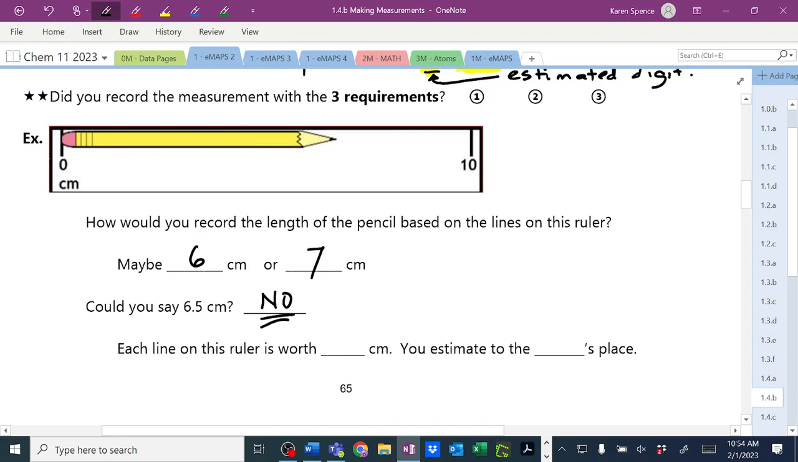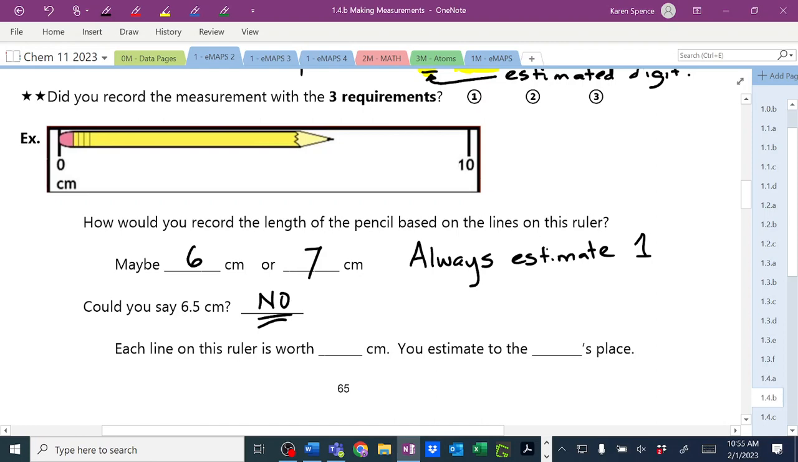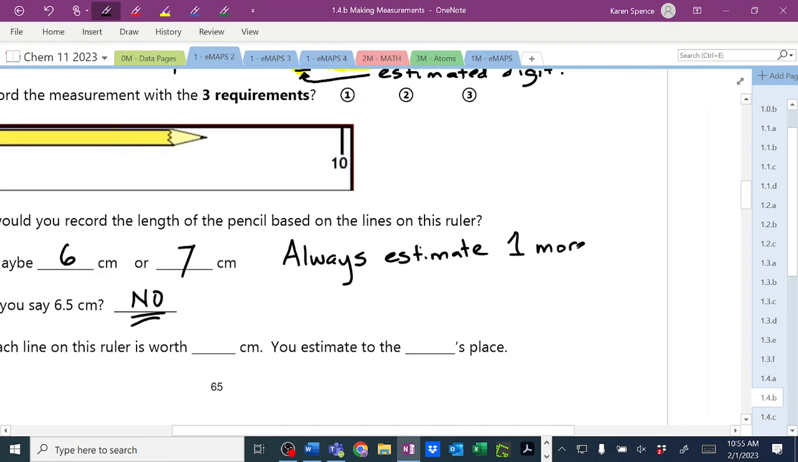Here's the deal. Whenever you have a measuring device, you have to estimate one more place value than the measuring device measures. I'm going to say that again because I didn't say it well the first time. So you always estimate one more place value than the smallest division on your measuring device.